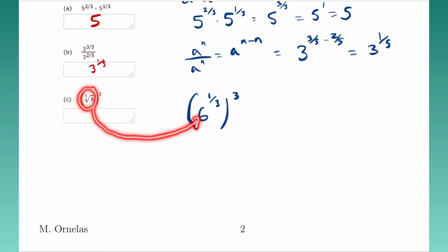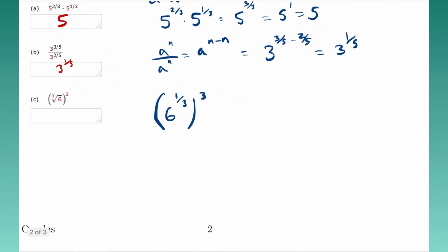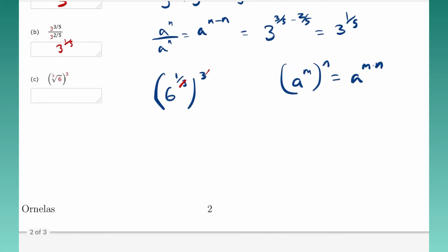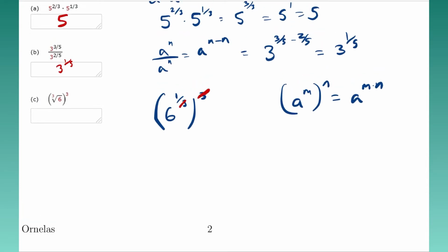So what we do here is we multiply. We're using the property that says a to the m to the nth is equal to a to the m times n. So we multiply these two, which actually cancel each other out. And that's how we get 6 to the first, which is just 6.